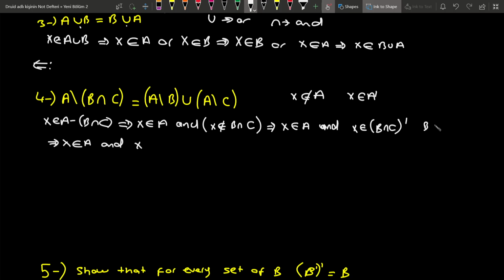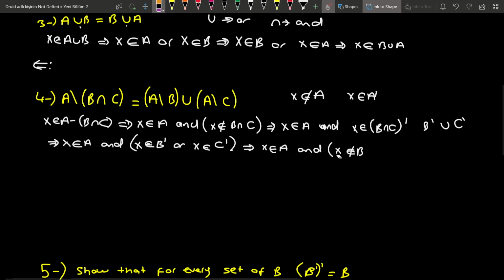if we use the De Morgan rule, B complement union C complement, right? So we can say X belongs to B complement or X belongs to C complement. And this means X belongs to A and X does not belong to B.